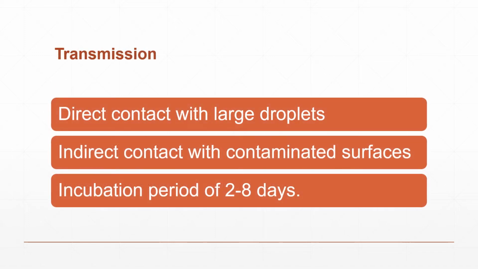RSV spreads from person to person via direct contact with large droplets that travel up to 3 feet or 1 meter, and indirect contact with contaminated surfaces. RSV will survive on hands for up to 1 hour, but can survive on other surfaces such as toys or EMS equipment for up to 30 hours. The incubation period of RSV is 2 to 8 days.